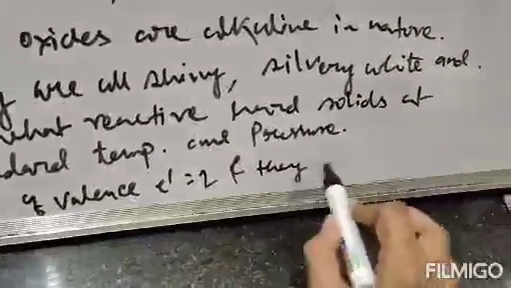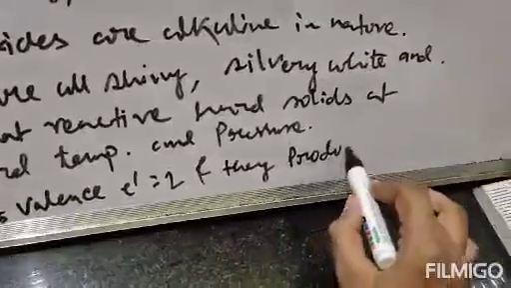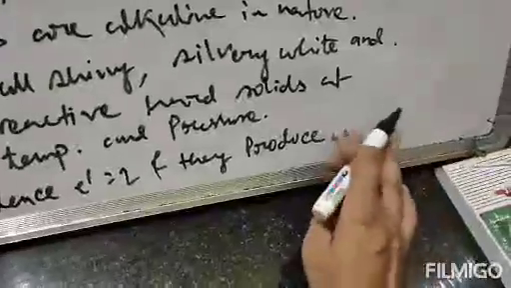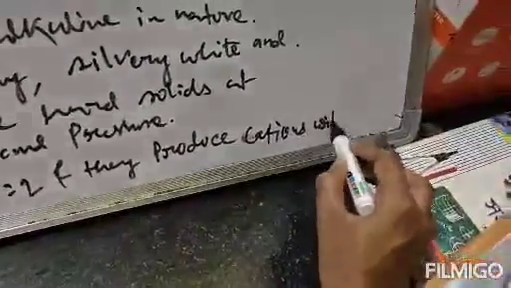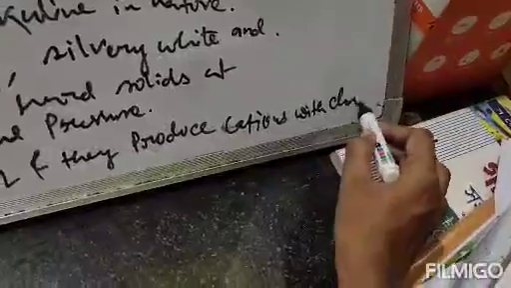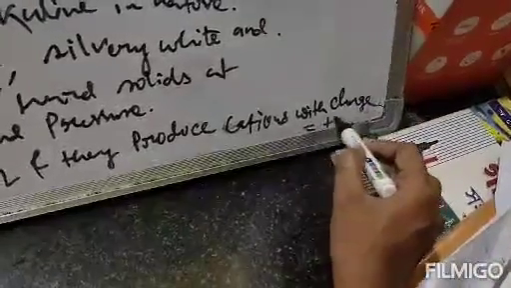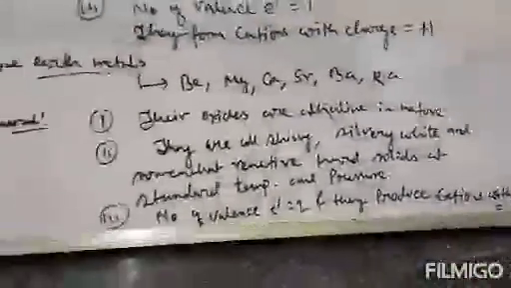And they produce cations with charge plus 2. So these are alkaline earth metals.